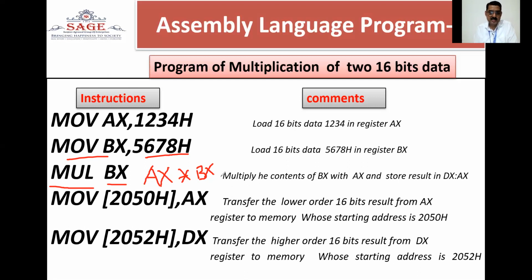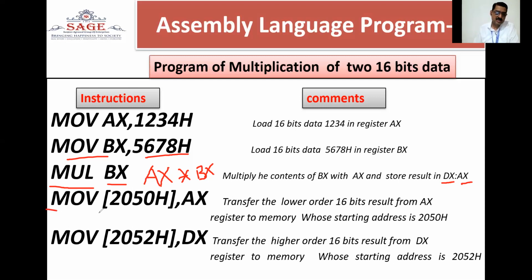In the case of 32 bits, the low order 16-bit data will be stored in the AX register and the high order 16-bit data will by default be stored in the DX register. So the result of multiplication of two 16-bit data will be stored in two registers, AX and DX: the lower order 16-bit result in AX and the higher order 16-bit result in DX.